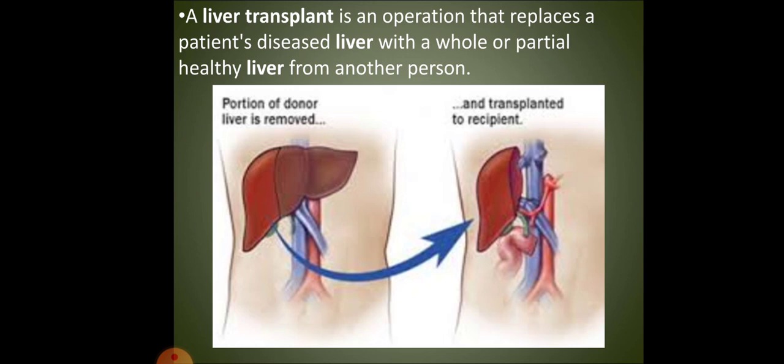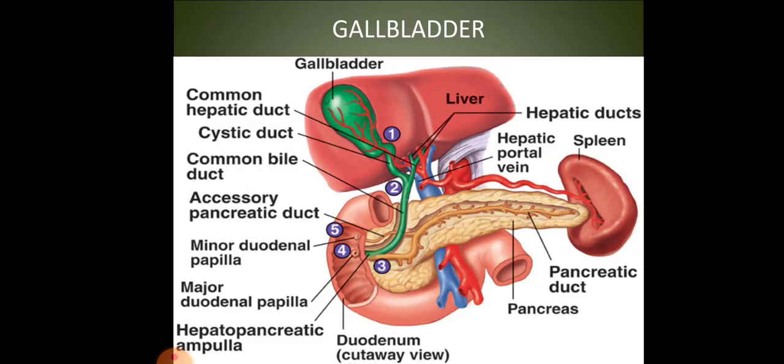Liver transplant is an operation that replaces patient's diseased liver with whole or partial healthy liver from another person. This is your liver transplant. Then come to the biliary apparatus. It includes the gallbladder.